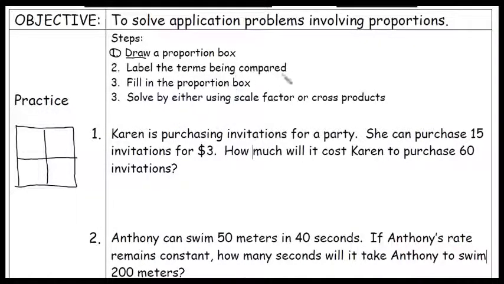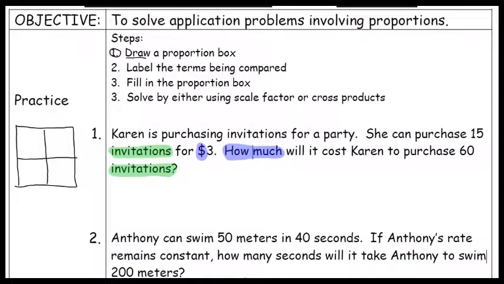Then we're going to label the terms that are being compared. So let me highlight the two things that we're comparing, the two units. In this case, we're talking about 15 invitations. So invitations is one thing. And the other thing that's being compared here is money. So for $3, right? And then we want to know how much. That's talking about money. How much money will it cost for Karen to purchase 60 invitations? So the two things that are being compared over and over are invitations and money. So we're going to label the two terms that are being compared.